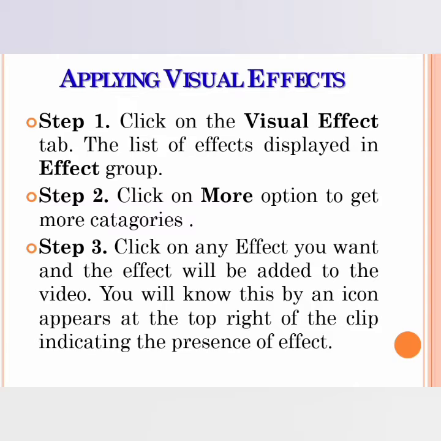Step 1, click on the Visual Effects tab. The list of effects is displayed in the effect group. Now step 2 is click on the more option to get more categories of visual effects, and finally click on any effect you want and the effect will be added to the video. You'll know this by an icon that appears at the top right of the clip that indicates the presence of this effect.